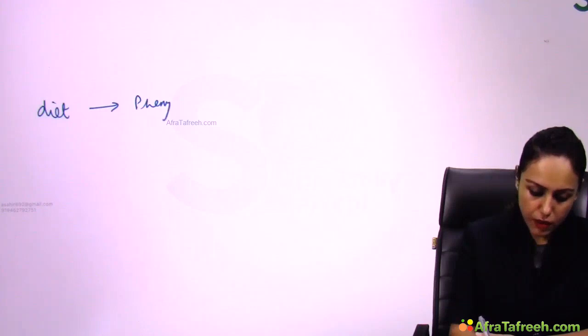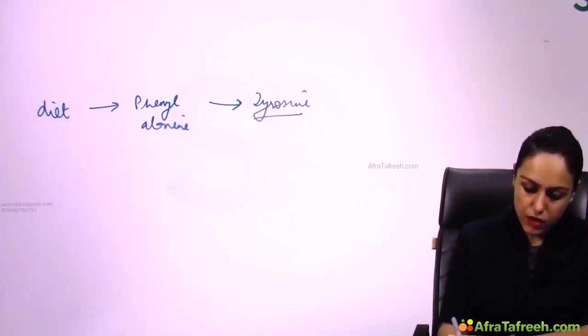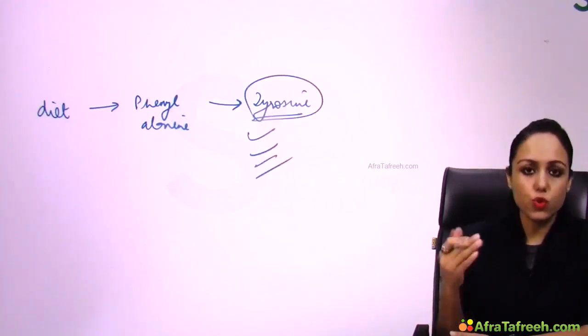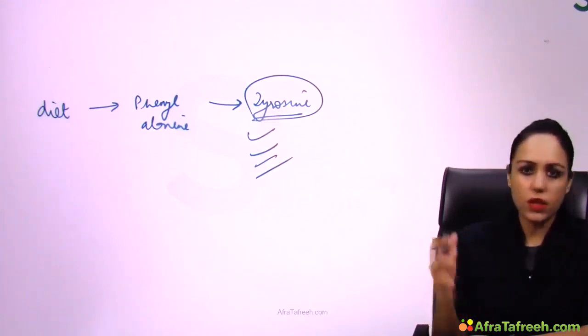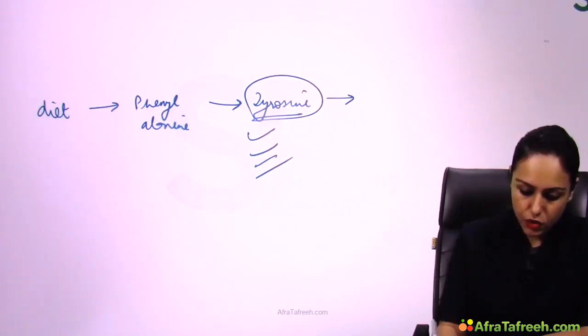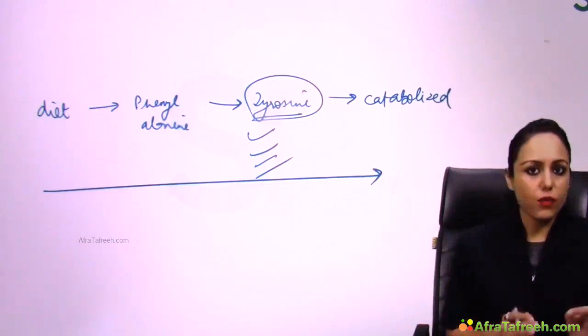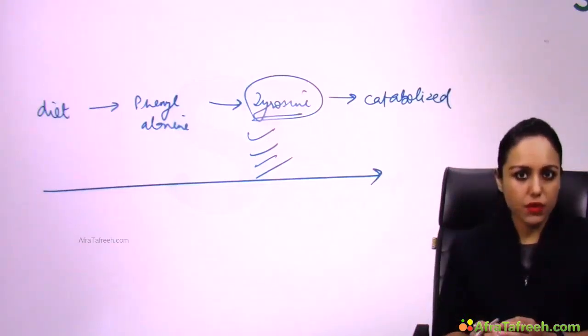So what is happening is that from the diet we are receiving the amino acid phenylalanine. Phenylalanine will be converted to tyrosine, and tyrosine is an important amino acid in the body which will do so many functions like catecholamines, pigment, and thyroid hormones. And finally this tyrosine will be catabolized and thrown out of the body. So this is all occurring in a sequence. So can I say that the catabolism of phenylalanine and tyrosine is the same, right? Now let's see the catabolism of phenylalanine and tyrosine, because they have the same catabolism.